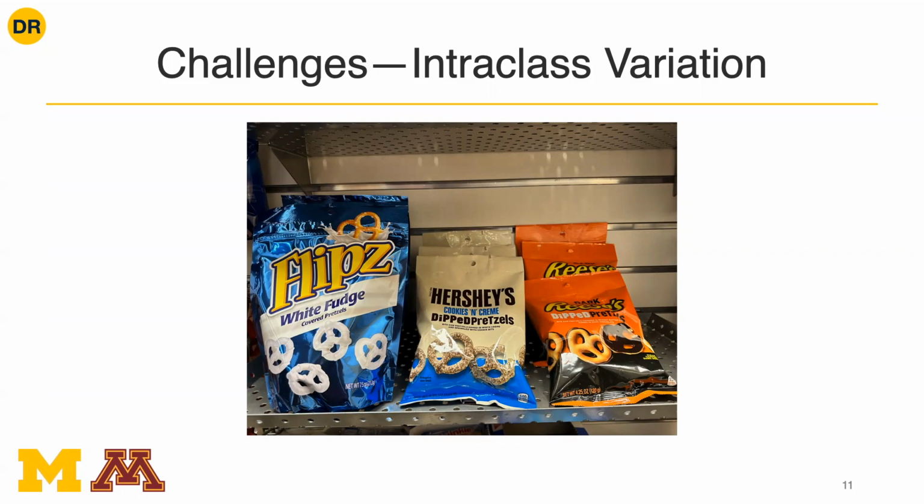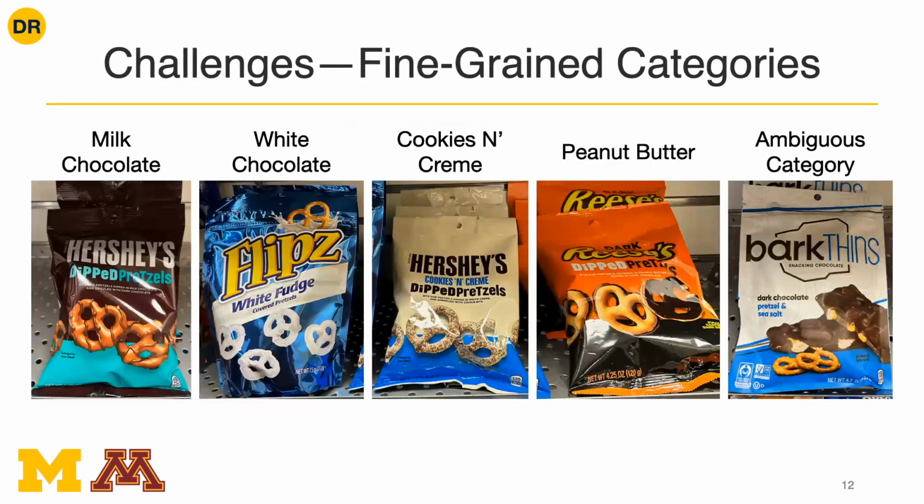So for instance, intra-class variation. All of these are food items, like a bag of chips or a bag of pretzels, but you can see that there are variations to it. Even in this pretzels scenario, you have 3 different kinds. So there are variations that the algorithm has to deal with to be able to recognize what is in the scene or what is in the image.